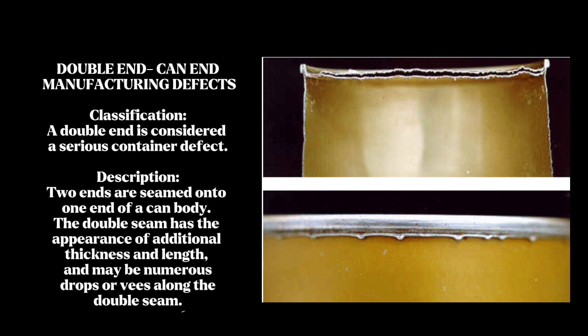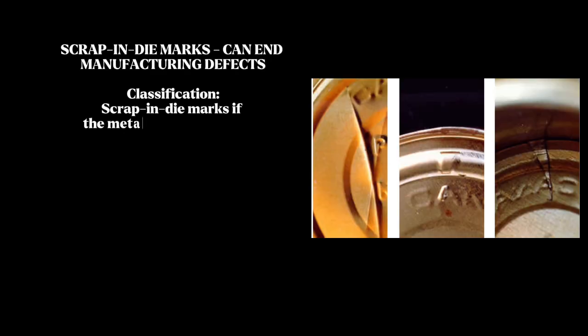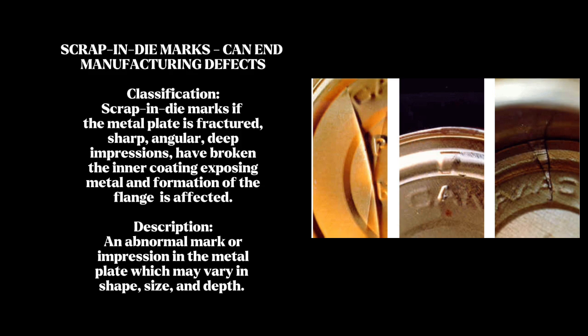These stacked plates are then curled as one, but only the inner one receives the sealing compound. In other cases, two already formed ends may accidentally be seamed together onto a can body, leading to the same defect. Double ends can compromise the seal integrity and may affect the can's appearance and performance during processing or storage.